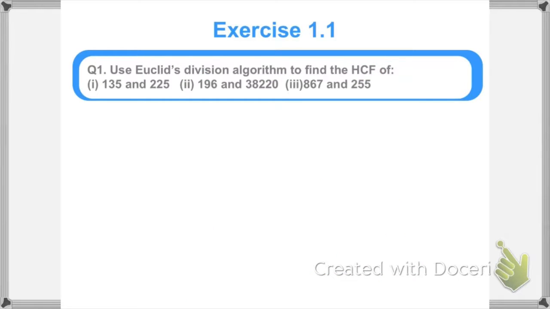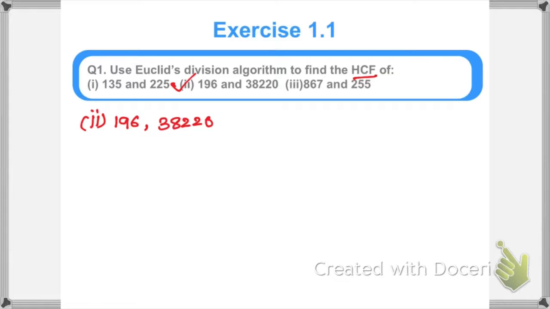So our next question is this one, 196 and 38220. We need to find the HCF again, and using Euclid's division algorithm. The same way we'll proceed.